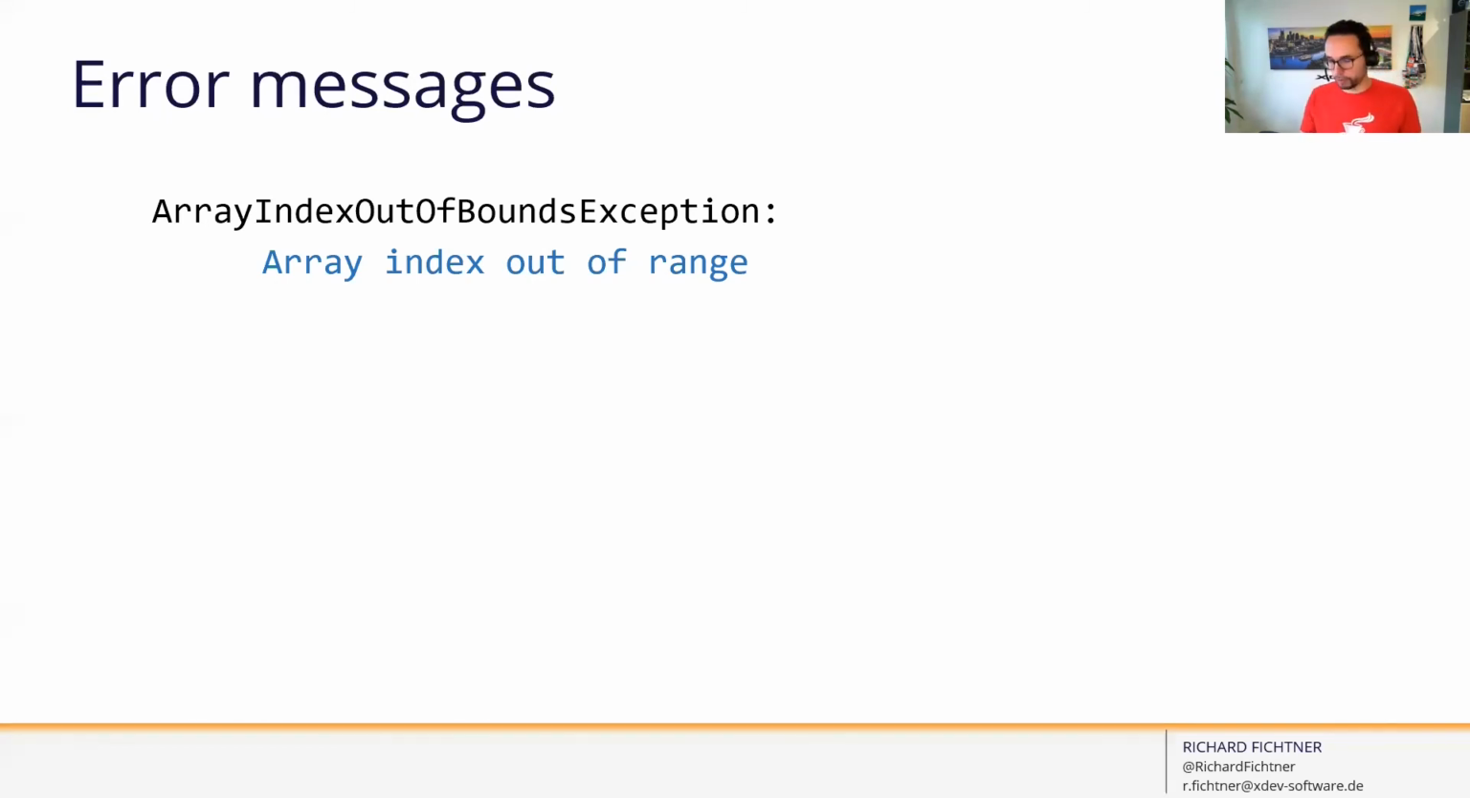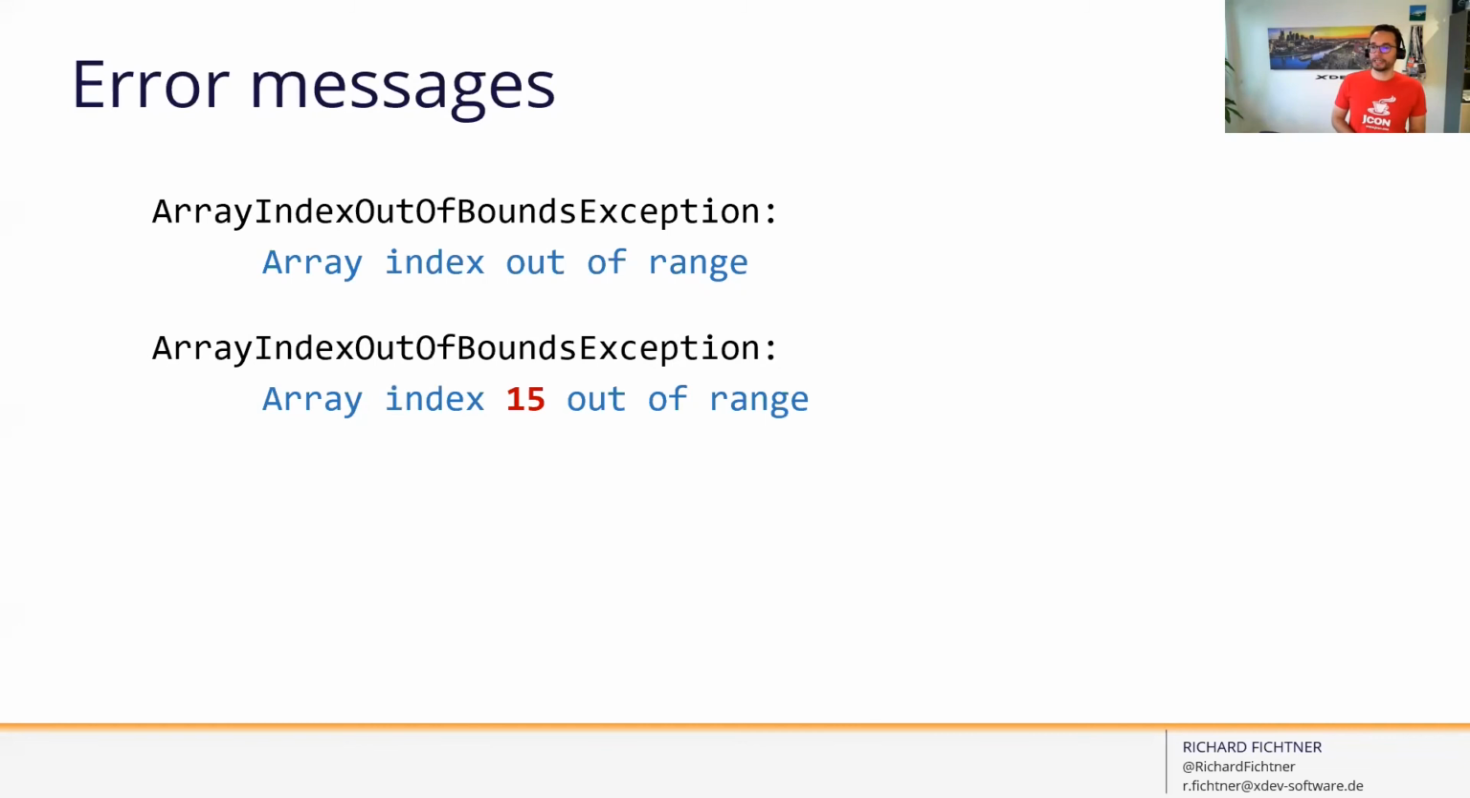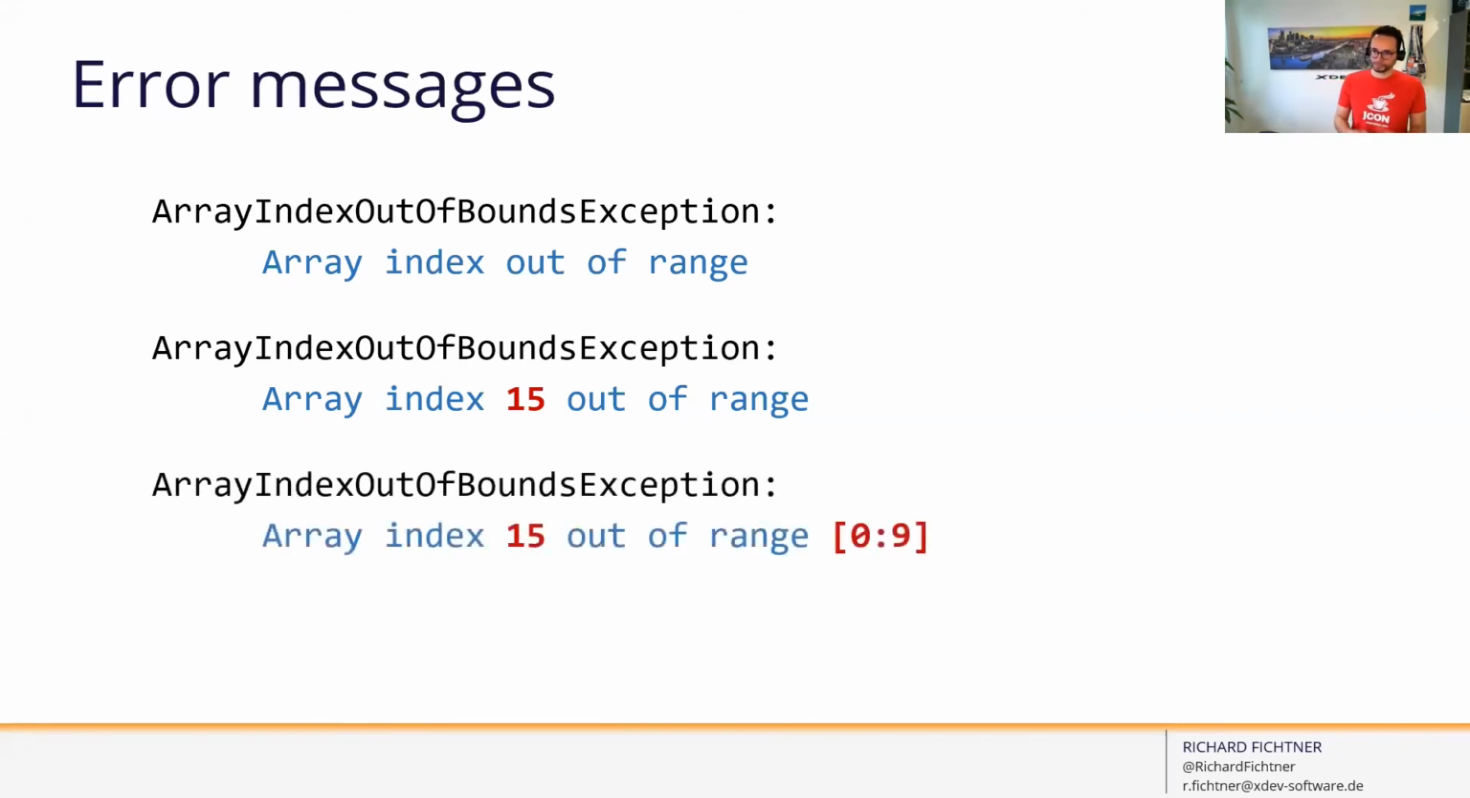So what I was wishing for was something like that. Array index 15 out of range. Hey, that's good. But it's also not what I wanted. So what I really like is this. I have an array which has a range from 0 to 9, and I'm requesting the index 15, so this will not work, okay? So this is really fun. If you have something like that, that's just great. Do that. If you're in the position to write code and give exceptions like that for your colleagues, please provide that information. This is really, really helpful.